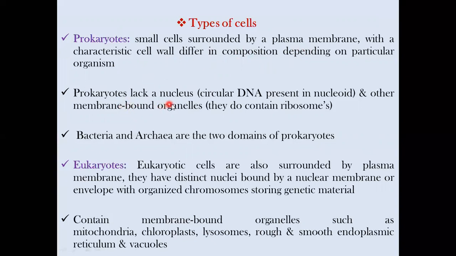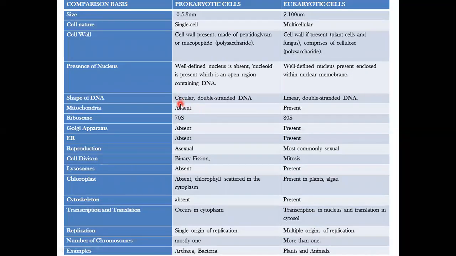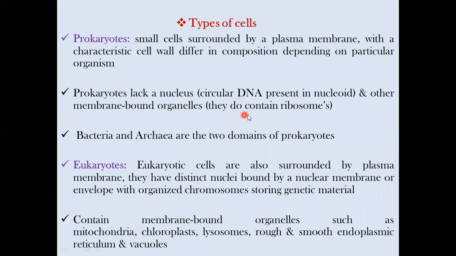Prokaryotes lack a true nucleus, and the circular DNA present in prokaryotes is found in a region known as the nucleoid. Other membrane-bound organelles are also absent in prokaryotes. They do contain ribosomes, but they lack other membrane-bound organelles such as mitochondria, endoplasmic reticulum, and the Golgi complex. Prokaryotes are exemplified by bacteria and archaea. These are the two domains of prokaryotes. These are different from each other.